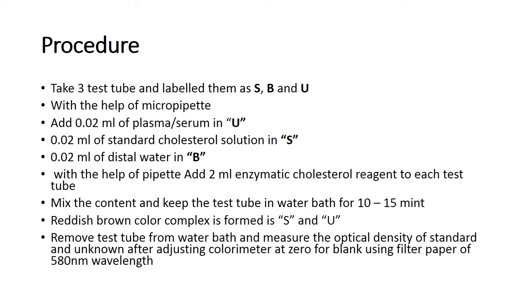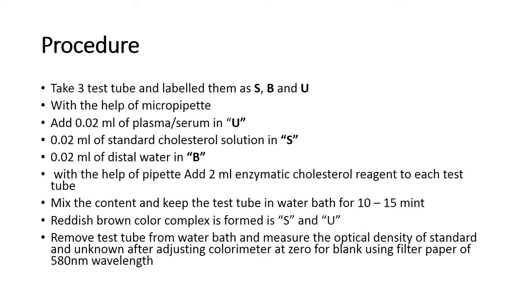Procedure: take 3 test tubes and label them as S for standard, B for blank and U for unknown. With the help of a micropipette, add 0.02 ml of plasma or serum in U, 0.02 ml of standard cholesterol solution in S, and 0.02 ml of distilled water in B.